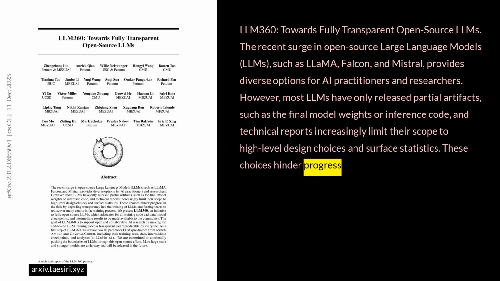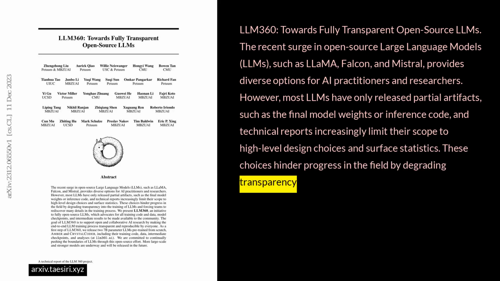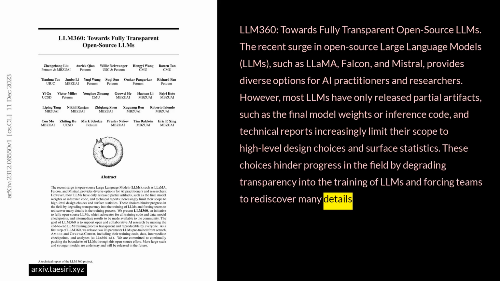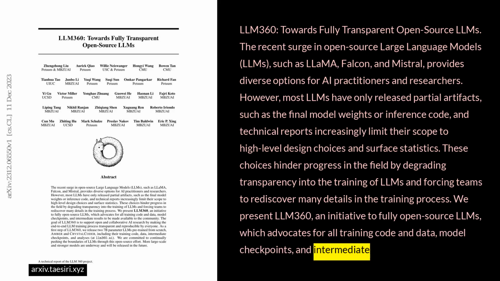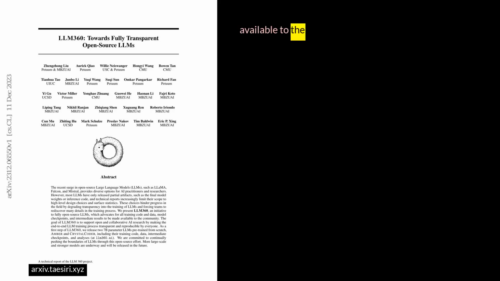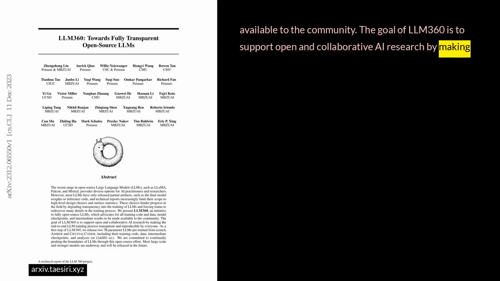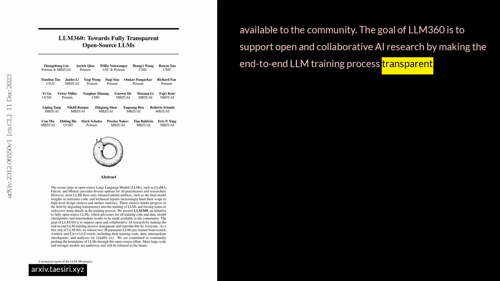These choices hinder progress in the field by degrading transparency into the training of LLMs and forcing teams to rediscover many details in the training process. We present LLM 360, an initiative to fully open-source LLMs, which advocates for all training code and data, model checkpoints, and intermediate results to be made available to the community. The goal of LLM 360 is to support open and collaborative AI research by making the end-to-end LLM training process transparent and reproducible by everyone.